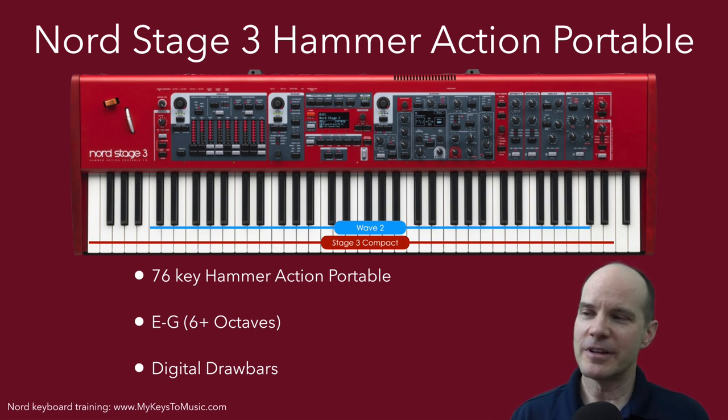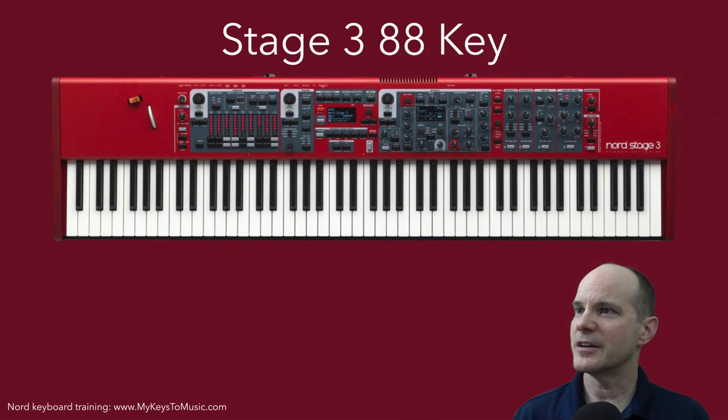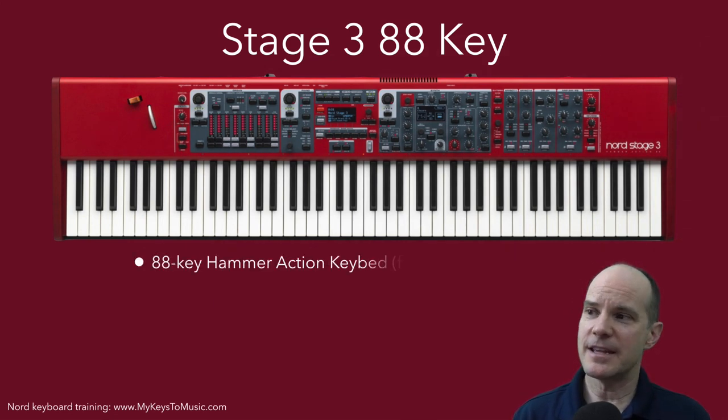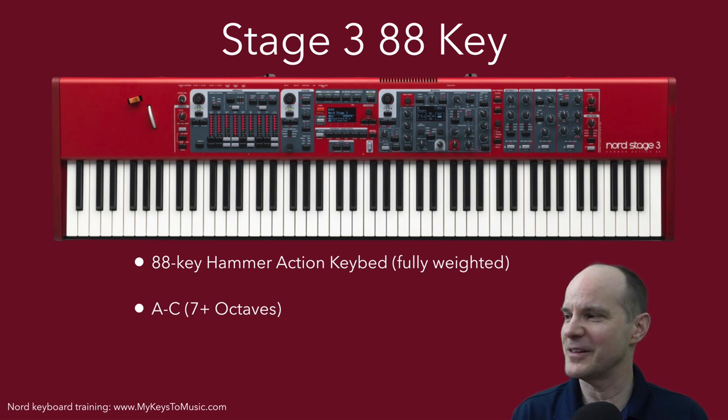But again, this video is not really comparing the Stage line of things. It's really comparing the Stage versus the Wave 2. So I won't spend too much more time on comparing the two Stages. Now we have the Stage 3 88 key big boy. Now this is an 88 key hammer action. This is a fully weighted keyboard, and it's giant by comparison to a Wave 2. It really is sizably larger, definitely larger.